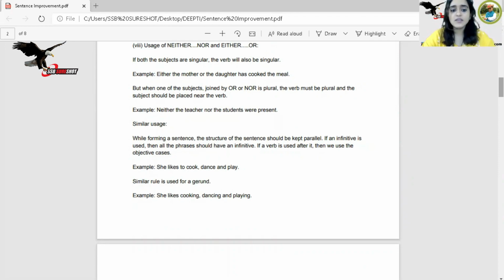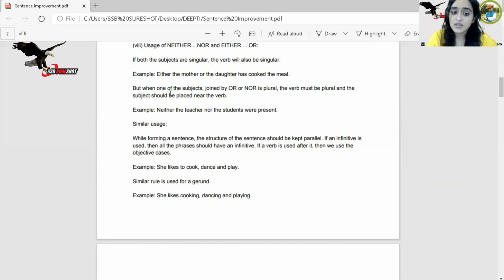So here, either the mother or the daughter has cooked the meal. Mother and daughter both are singular, so the verb used also will be singular. Therefore, we are using has. If this would be plural, we would use have. You will be using singular verb as both mother and daughter are singular subjects. Okay. Now we look at the second example.